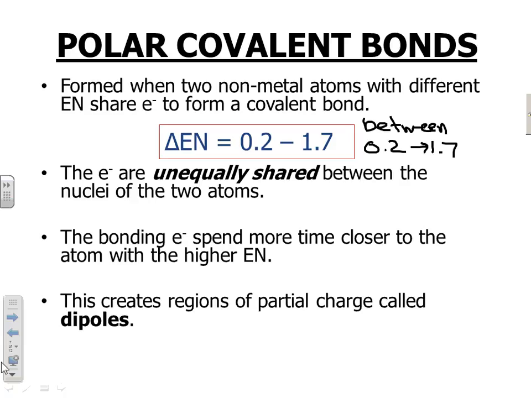I'm going to put this on a picture and make it nice and clear for you. This creates regions of partial charge called dipoles. And that last statement to you is probably a whole bunch of blah, blah, blah. And I need a picture to help you understand that. So we're going to do some examples and we're going to explain the difference.